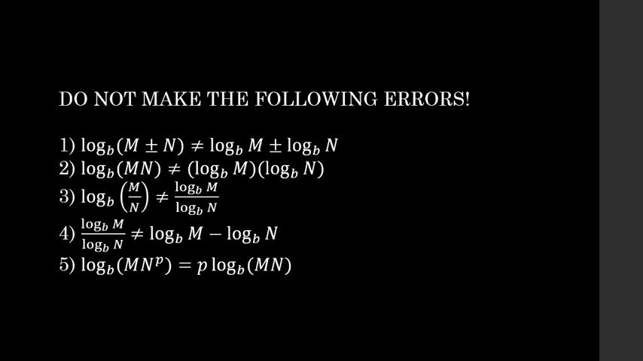And number five, this is a fairly common error as well. If you have something times something else raised to a power, and you're taking the logarithm of that, people make the common error of taking that power of p that was only on one of the terms and not both, and pulling that power out front. That is not the case. You cannot do that. That is not true. So you can only pull a power out when the power is applied to everything that's inside of that logarithm.